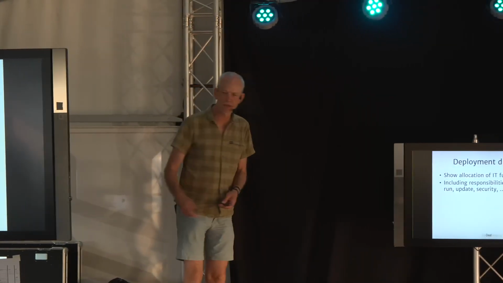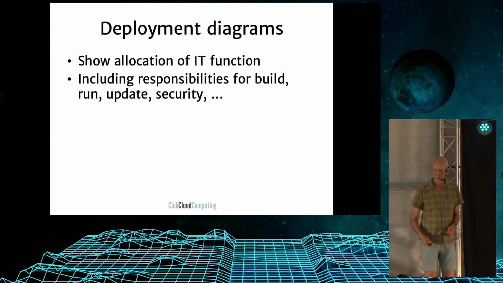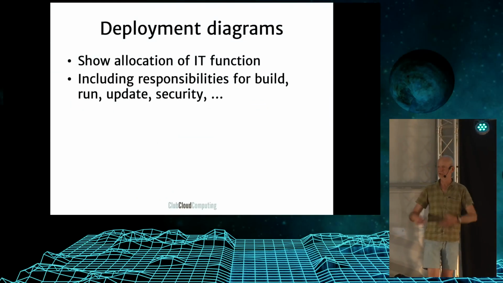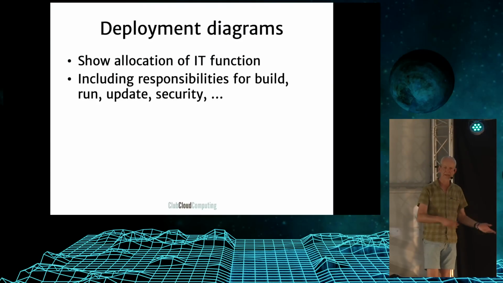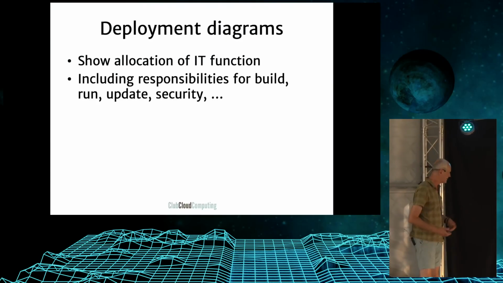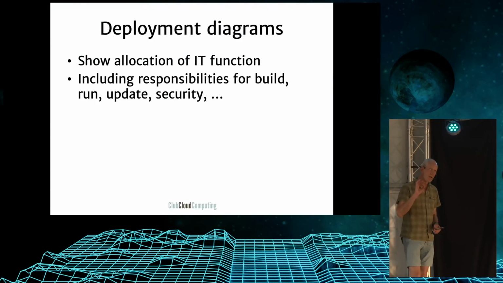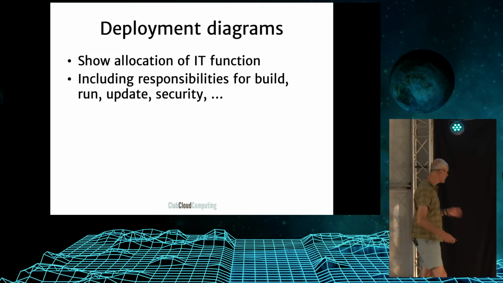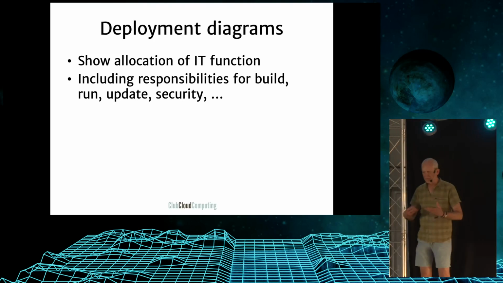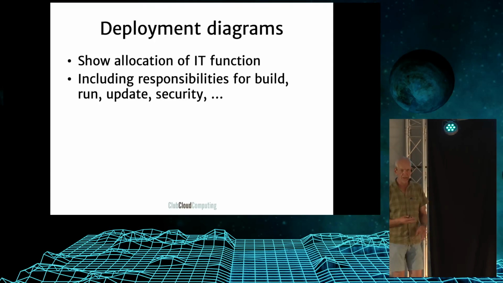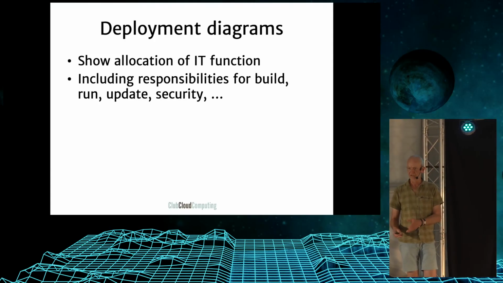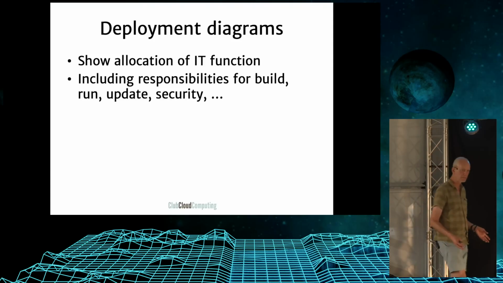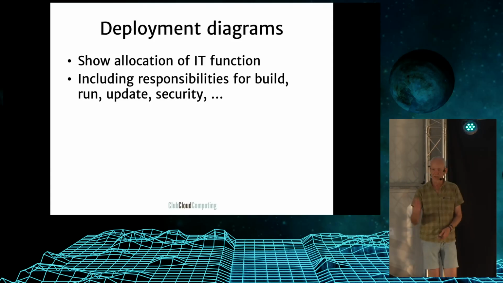Okay, so what we're talking about is deployment diagrams. Right, and they're known by many other names, and there are variations of them, mostly a lot more complicated than what I do here. But the core objective of what I'm using them for is to show allocation of functions, right? And that allocation of functions includes or even implies responsibilities for building, running, securing, and all of these things. And if we collaborate with other people, that means that we have to slice it up and make sure that everybody knows what they are doing.